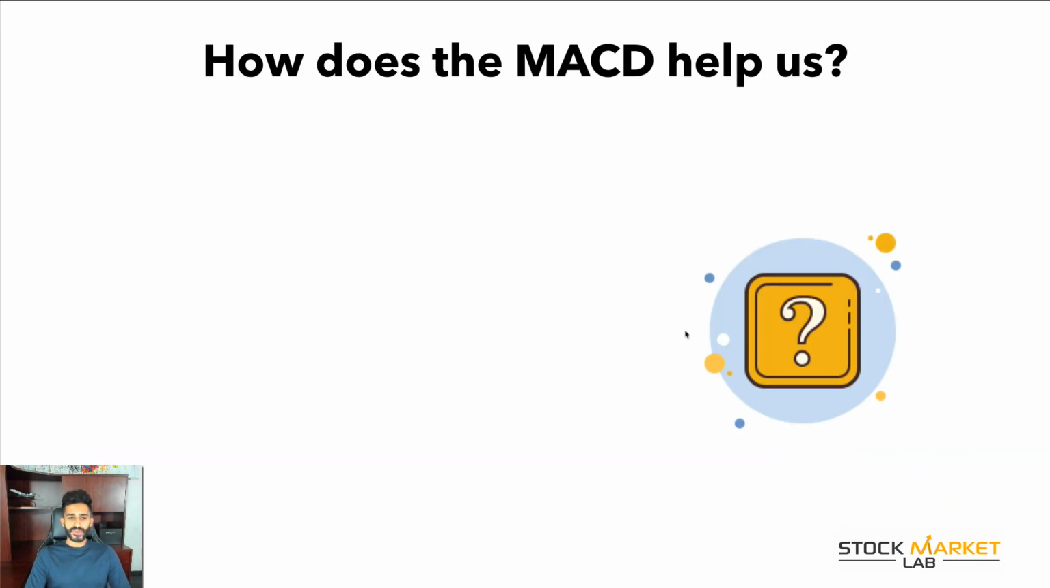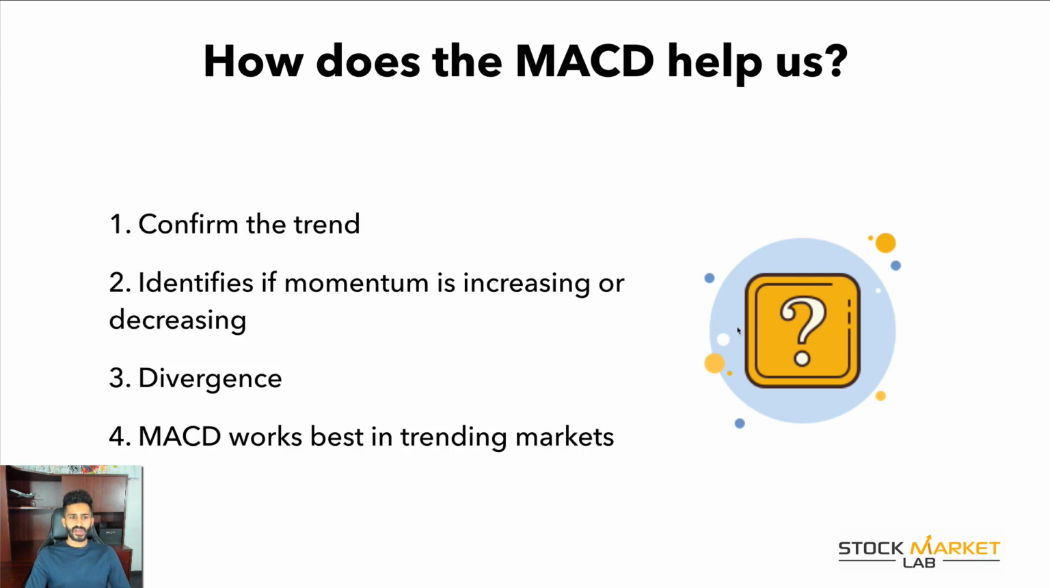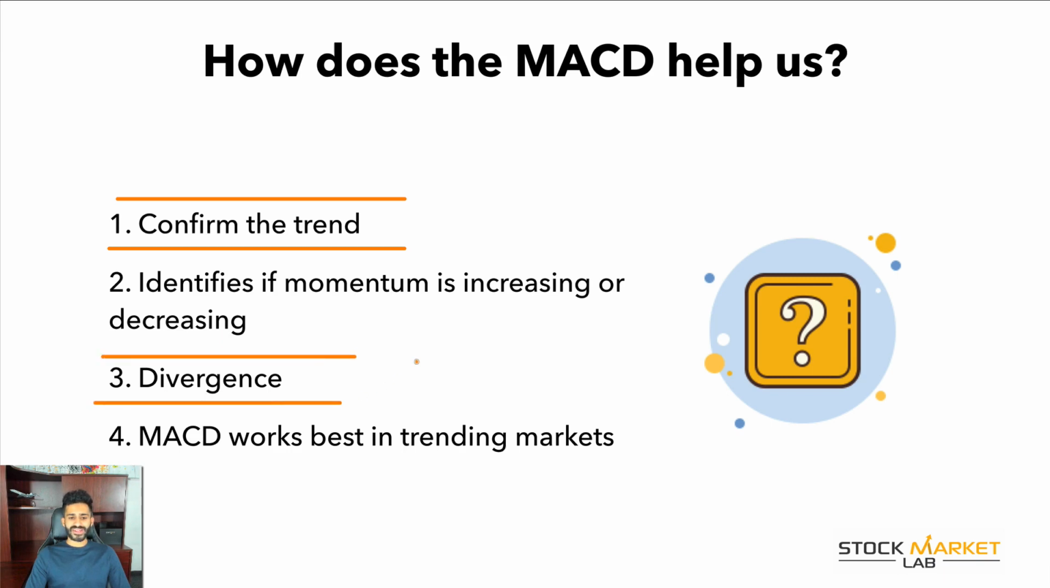Now, before we jump into charts, let's just recap. How does the MACD help us? Helps us in 4 different ways. It helps us confirm the trend. It helps us identify if momentum is increasing or decreasing, right? It helps us with something called divergence, which we'll dive into later, right?